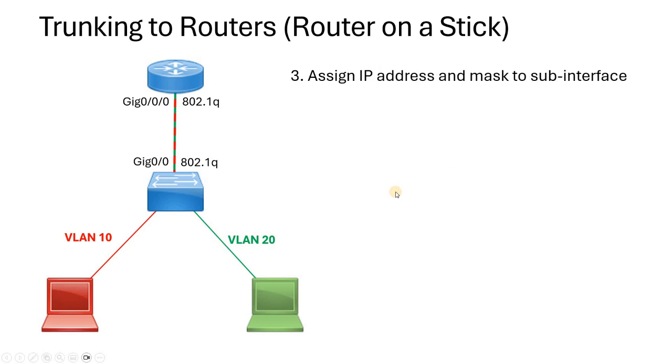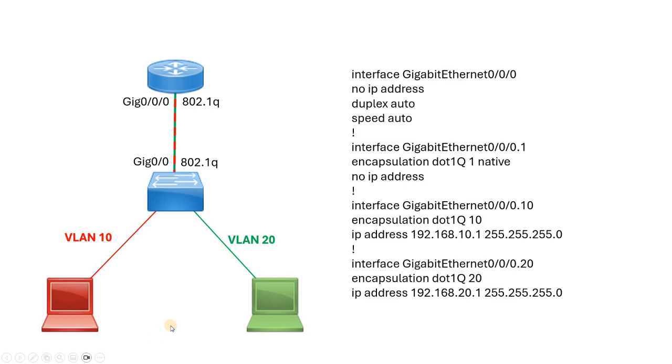And the last thing we need to do is give each subinterface an IP address. And the command for that is, once you're in subinterface config mode, IP address followed by the address and the subnet mask. And here you'll see the complete configuration for configuring subinterfaces.